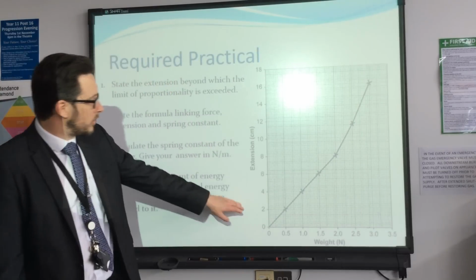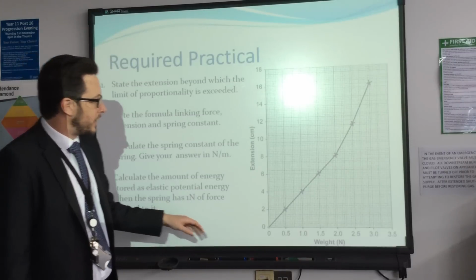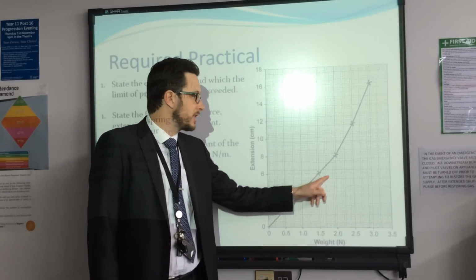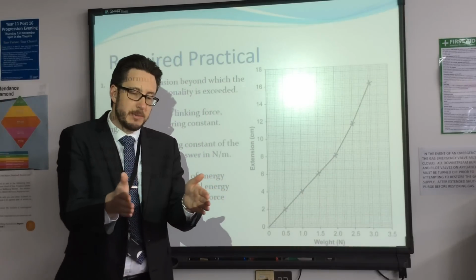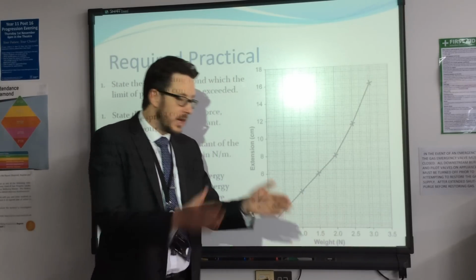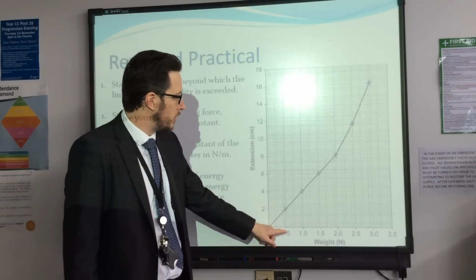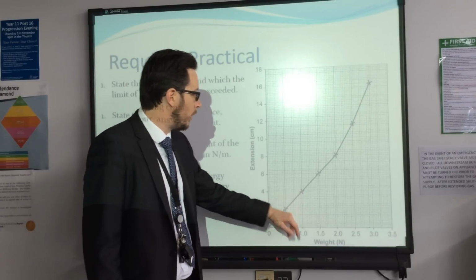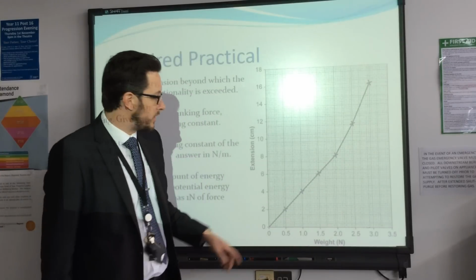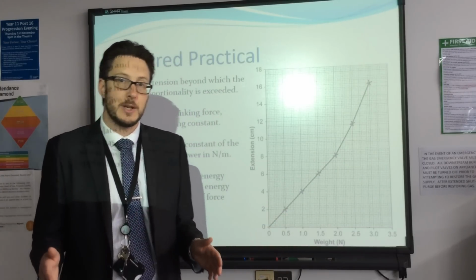And what we can also tell from this graph is the limit of proportionality is reached for this spring. This means if we increase the force acted on that spring, it increases by a set amount. Every time we increase the force by 0.5 newtons, it increases by the same amount each time. In this case, 2 centimetres. So 0.5 is 2, 1 is 4, 1.5 is 6, 2 is 8. So every time we increase the force by 0.5, we're increasing the extension by 2 centimetres.